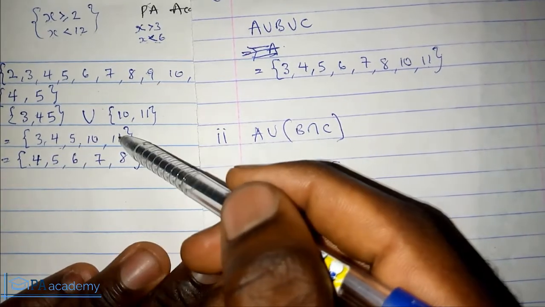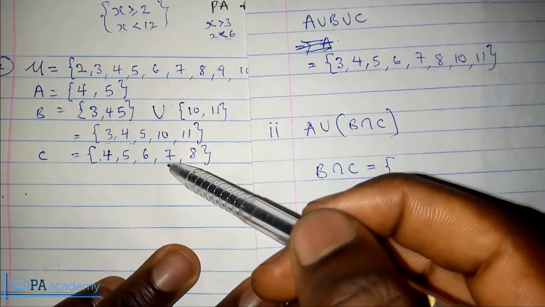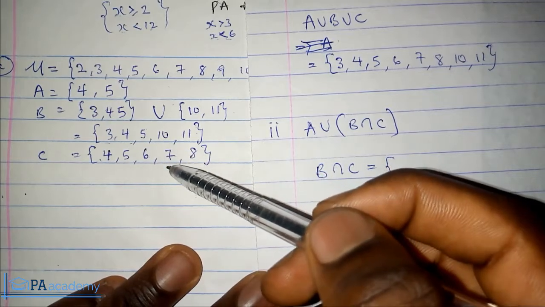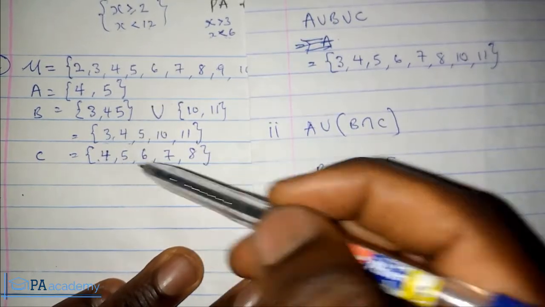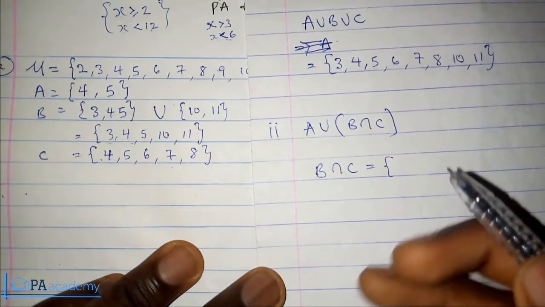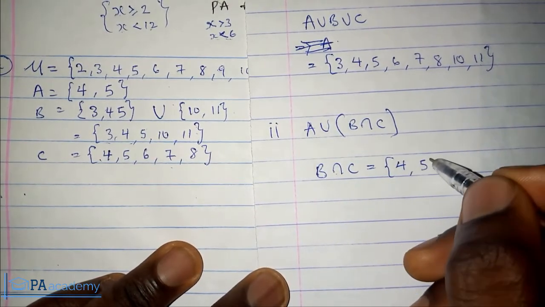So this is set B and this is set C. What elements do they have in common? If you look at it, 4 is common, 5 is common. Those are the only two elements that are common. So B intersection C is 4 and 5.